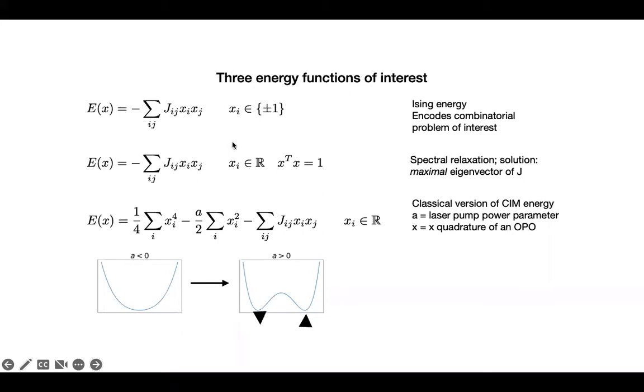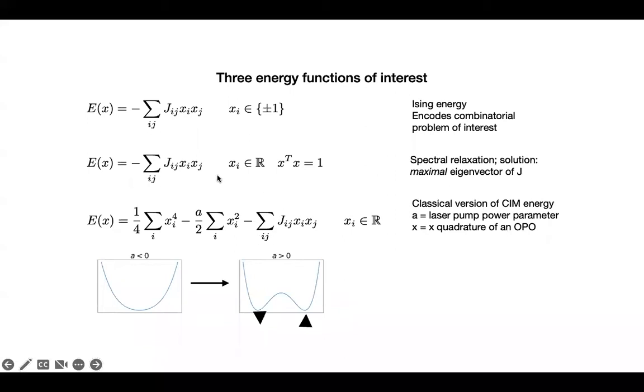So you might try to relax it. You could take these spins and make them real numbers and subject them to a spherical constraint. So this is the same optimization problem, but over a different domain. And this is the spectral relaxation, because the solution to this optimization problem, minimizing this energy, is just the principal eigenvector of J. You could, for example, ask, is the principal eigenvector of J at all related to the ground state of the corresponding Ising system? And in general, they'll be different.